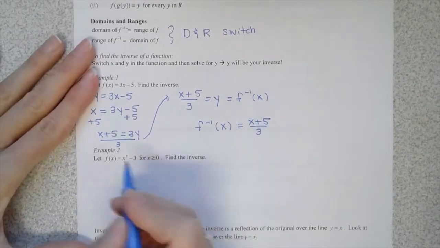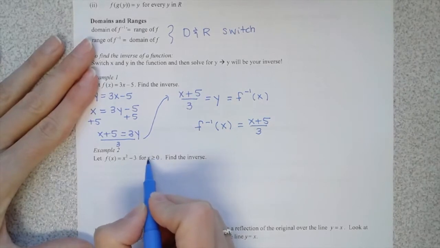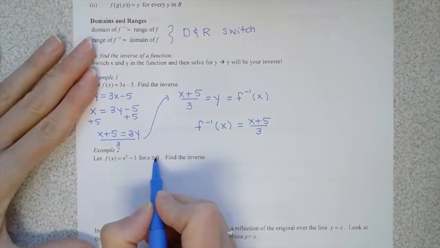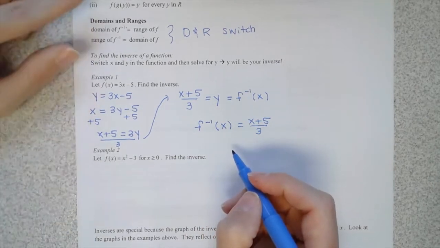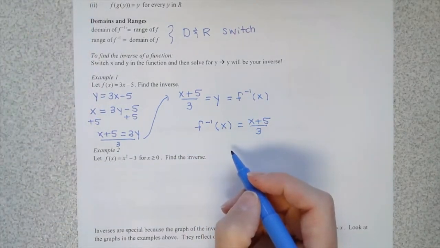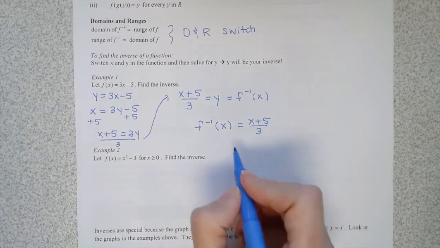So in example 2, I give you x squared minus 3, which you should know is a parabola. Now they give you this condition that x is greater than or equal to 0. There's a reason for that. If you remember above, all the way at the top, I said that in order for you to have an inverse function, you need to be 1 to 1 first. That means your graph has to pass both the vertical and horizontal line test.